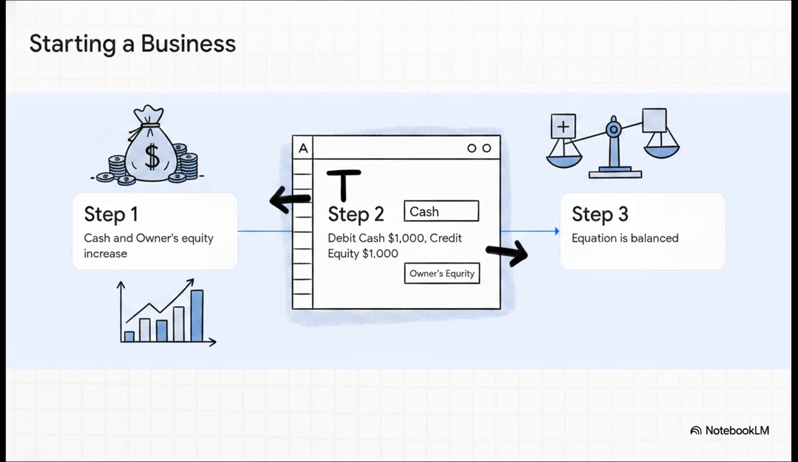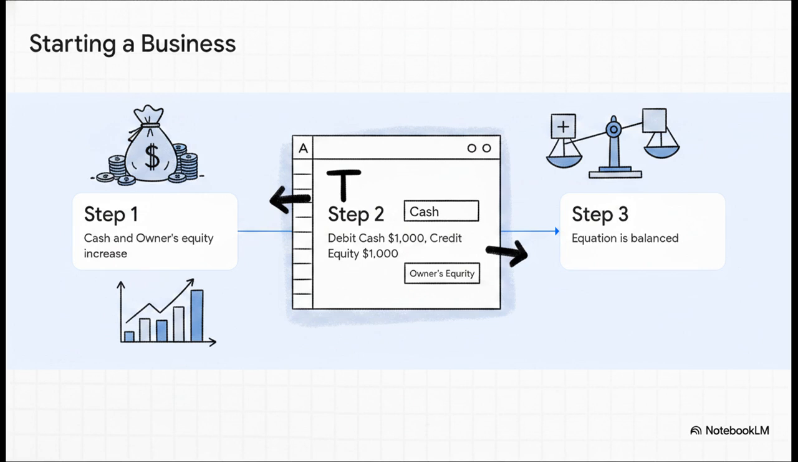Step 1, the business's cash increases, meaning an asset increases. At the same time, because you invested your own money, the owner's equity also increases. Step 2, we record a debit to cash for $1,000, representing that left side increase in our asset container. Then we record a credit to owner's equity for $1,000, representing the right side increase in the owner's claim.